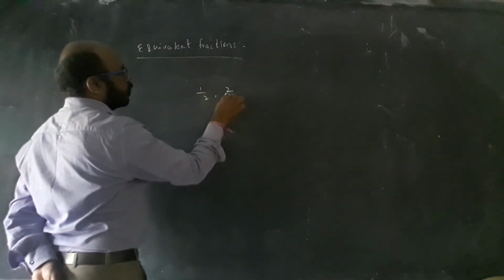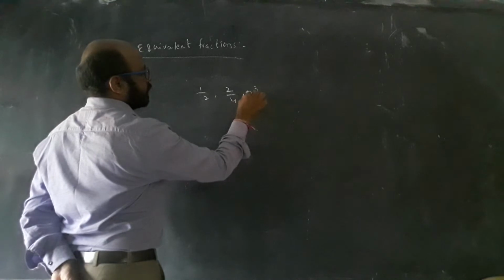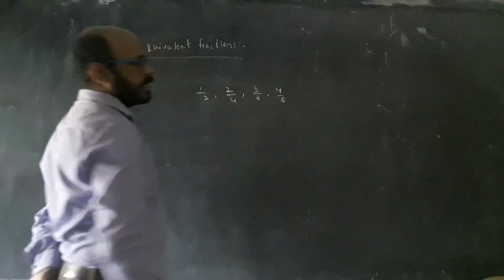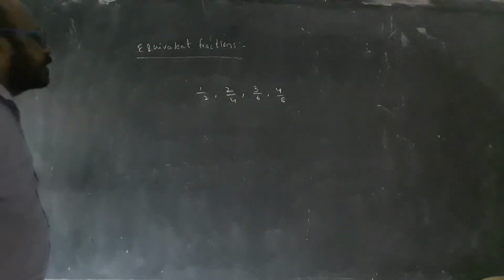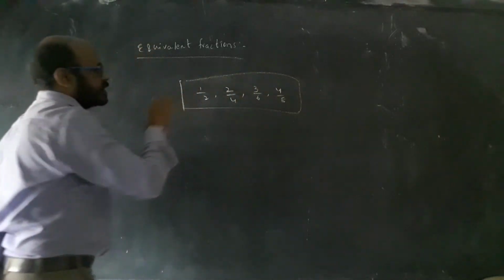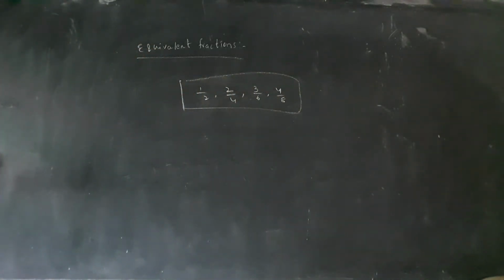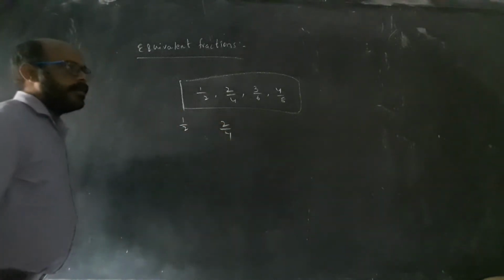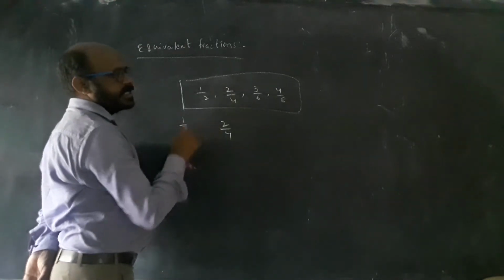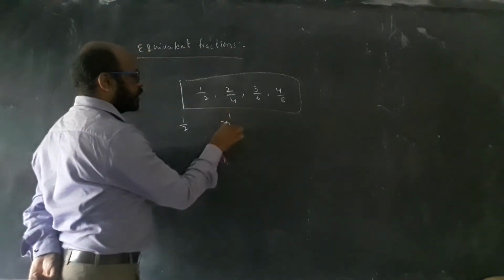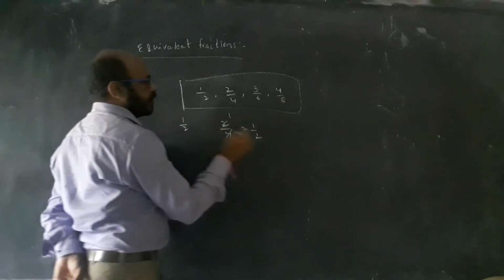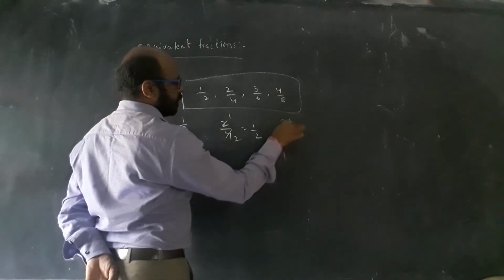For example, see here 1 by 2, 2 by 4, 3 by 6, 4 by 8. The fractions have different numerators and different denominators, but the value of the fractions will be the same. Now children, cancel in the numerator and denominator. In 2 by 4, 2 1s are 2, 2 2s are 4, so it becomes 1 by 2.